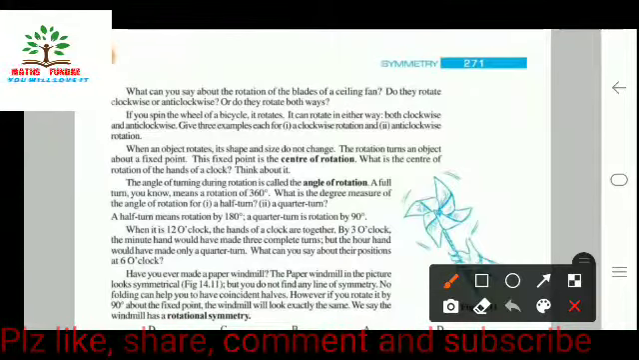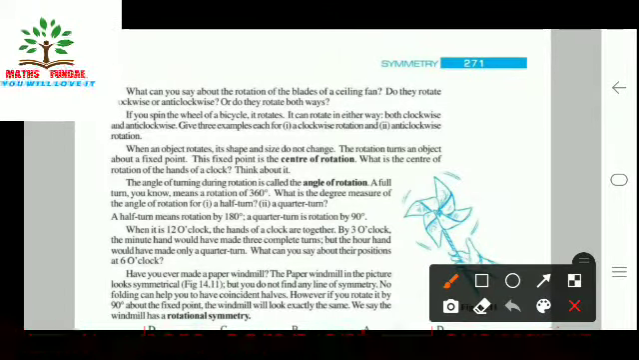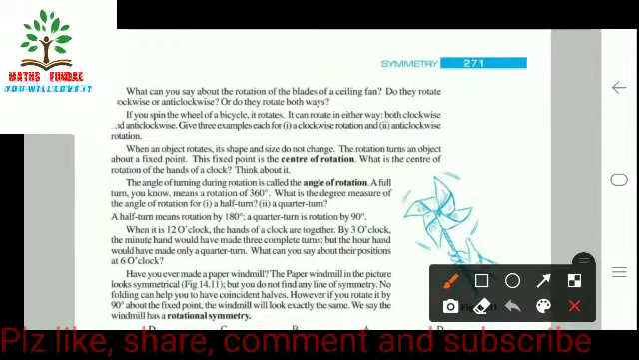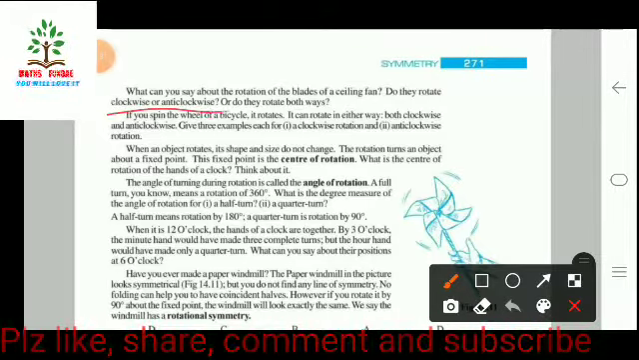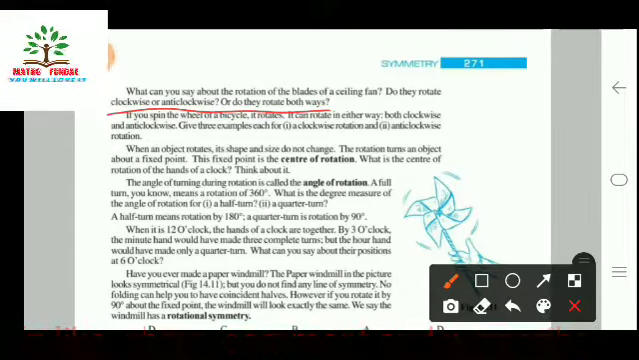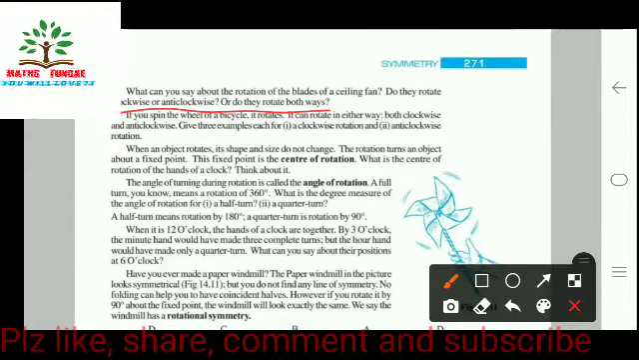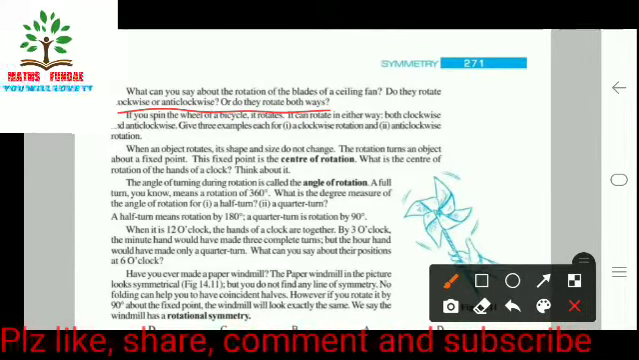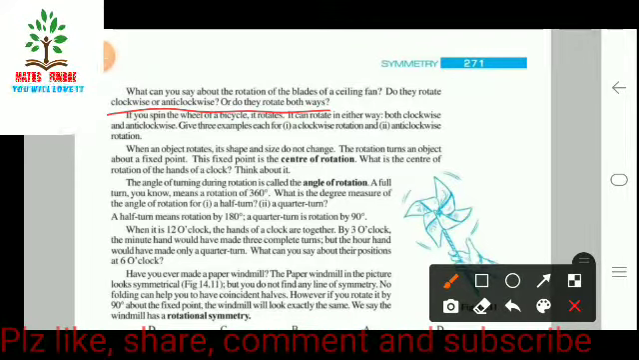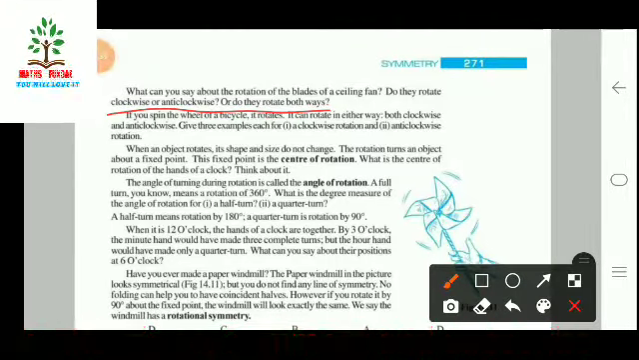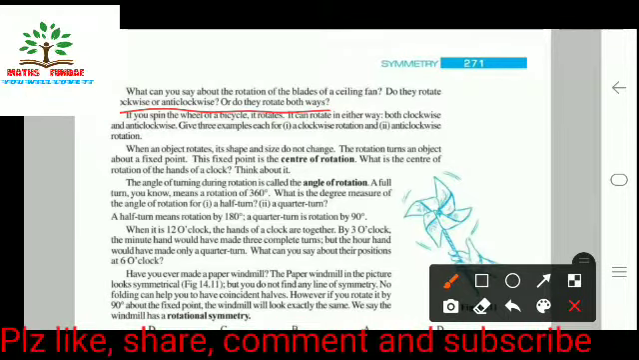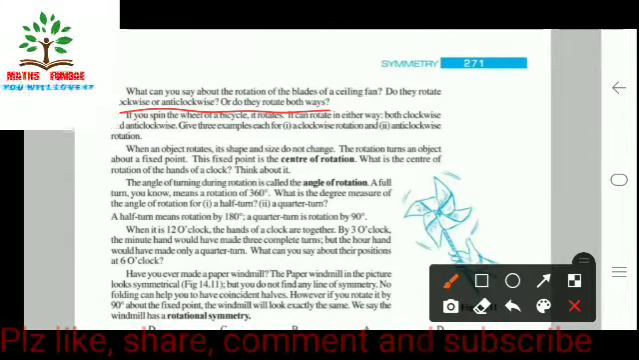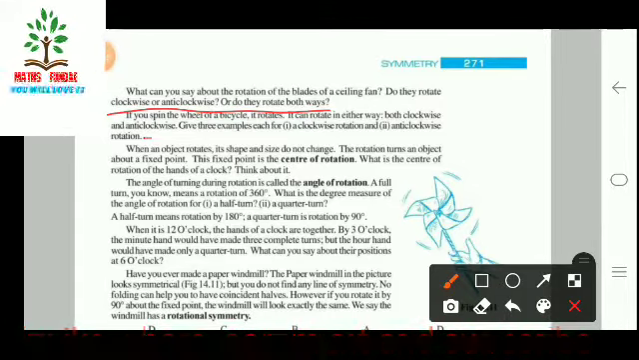Now looking here, we can talk about the rotation of the blades of a ceiling fan. Do they rotate clockwise or anti-clockwise, or do they rotate both ways? So yes, they rotate. If we use our hands, we can make them rotate in both directions, but if we switch it on, then it always moves in the same direction. Now if you spin the wheel of a bicycle, it rotates. It can rotate either way, both clockwise or anti-clockwise.